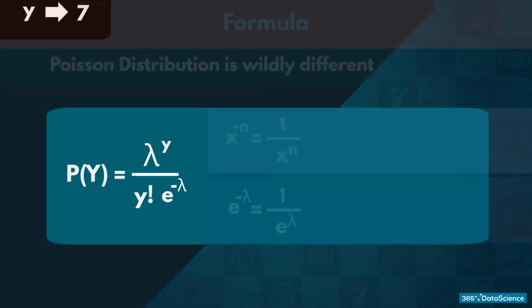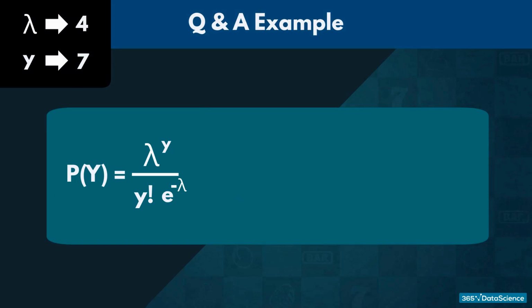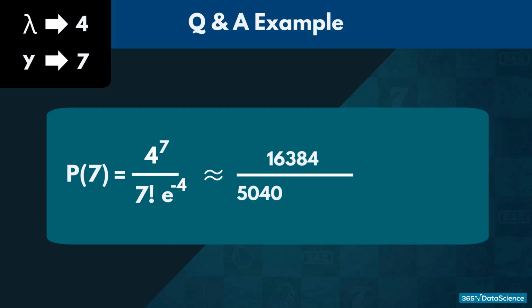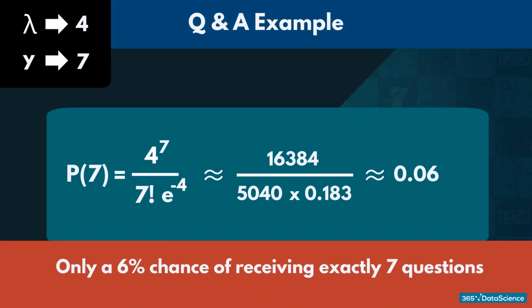Right. Going back to our example, the probability of receiving 7 questions is equal to 4 raised to the 7th degree over 7 factorial multiplied by e raised to the negative 4. That approximately equals 16,384 over 5,040 times 0.183, or 0.06. Therefore, there was only a 6% chance of receiving exactly 7 questions.